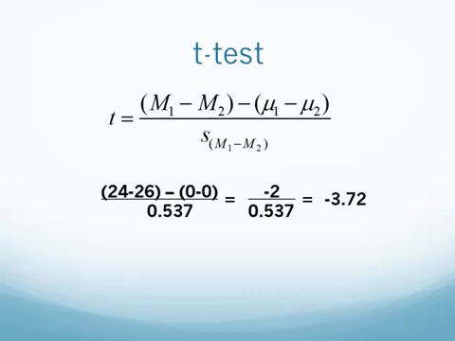And now it's time to compute our t-test. And remember, it's going to be mean 1 minus mean 2. Again, I included this in here to just illustrate the point that this is always going to be 0.